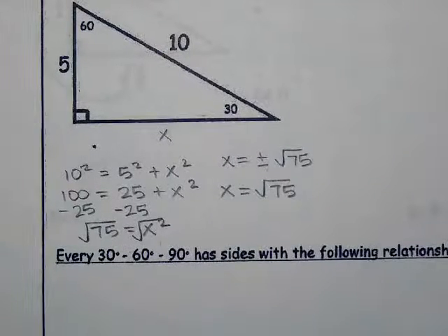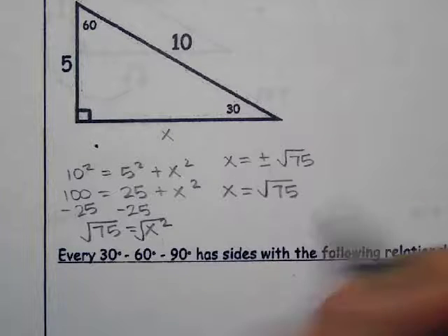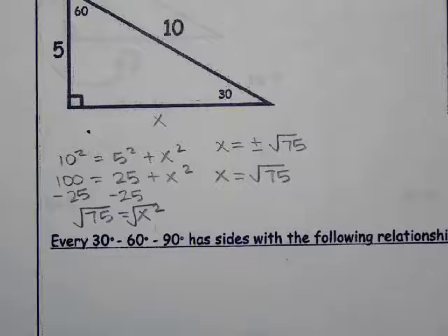And is square root 75 a proper answer for that side? No, we can reduce it. Do you guys want to look for the perfect square in there, or do you want to use a factor tree? Perfect square? Okay. So what perfect square is in 75? Nope, we're not going to do that. We're going to leave it in simplified radical form.